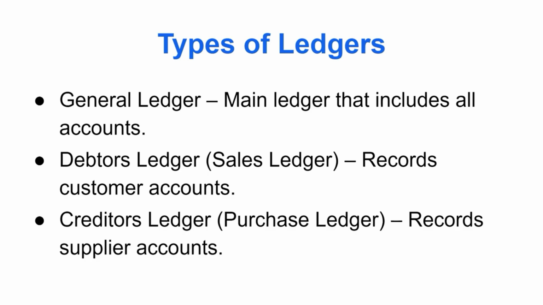Example, if the business sold goods to Mr. Ram and Shyam on credit, their details go to the debtors ledger because we sold the goods, and for sales we record it in the debtors ledger, and if we purchase on credit we record it in the creditors ledger.